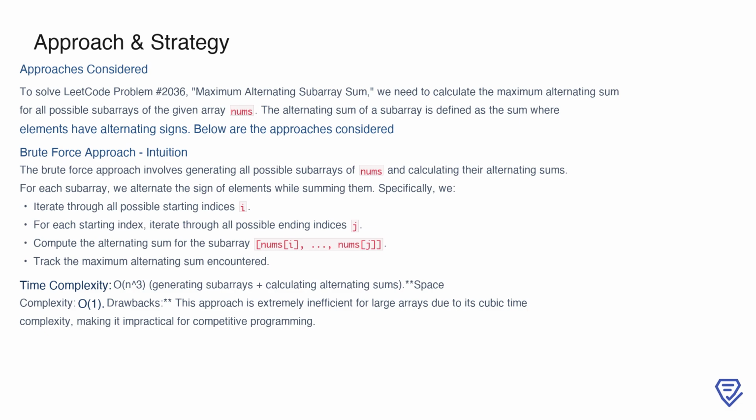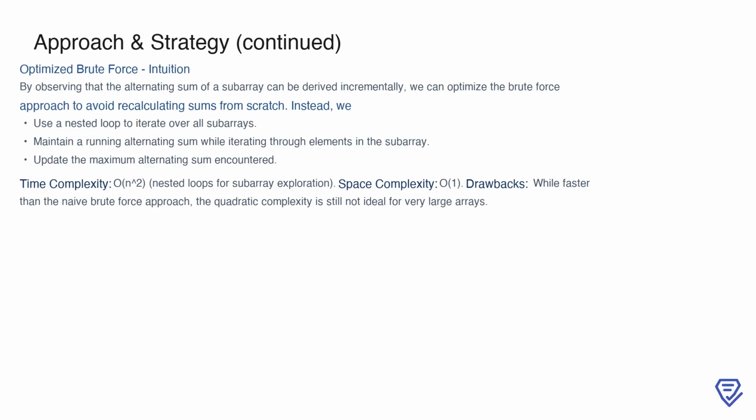Recognizing the inefficiency of the naive brute force approach, we can optimize it by avoiding redundant calculations. Instead of recalculating the alternating sum from scratch for each subarray, we can compute it incrementally. In this optimized brute force approach, we use a nested loop to iterate over all subarrays, but instead of recalculating the sum for each subarray, we maintain a running alternating sum as we iterate through the elements of the current subarray. This allows us to update the alternating sum dynamically without repeating previous calculations.